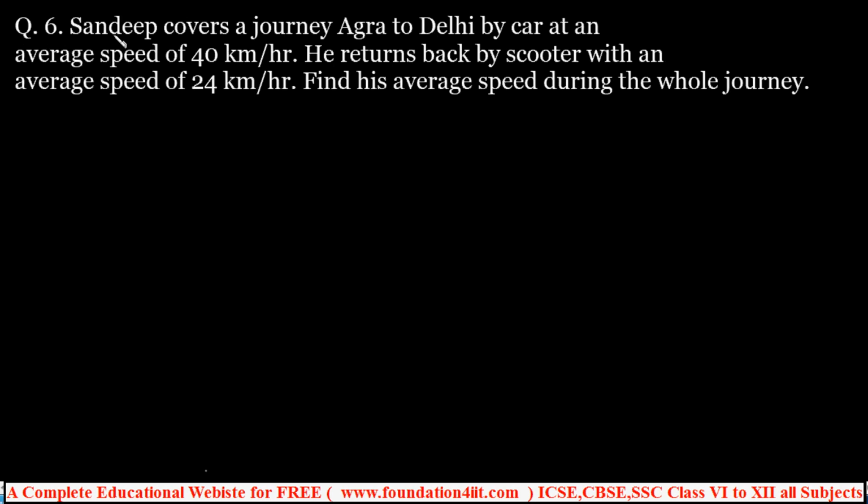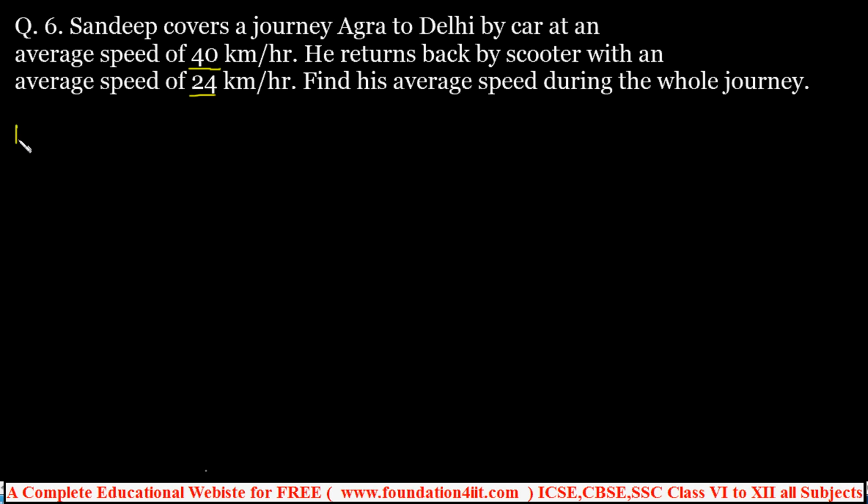In question 6, Sandeep covers a journey from Agra to Delhi by car at an average speed of 40 kilometers per hour. This is Agra to Delhi. He returns back by scooter with an average speed of 24 kilometers per hour. Find his average speed during the whole journey.